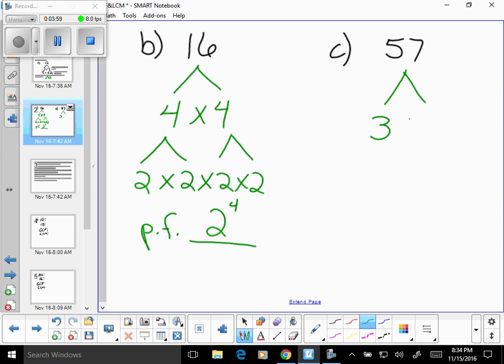3 goes into 57. 3 times 19. There's nothing more to factor. 3 is prime, 19 is prime. So here, my prime factorization is just to copy down the last bottom line of the factor tree. How'd you do? Hope you got them right.